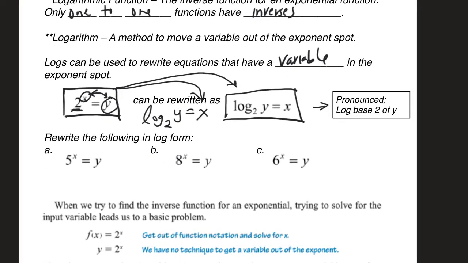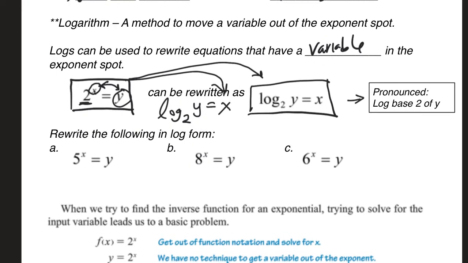If you were asked to rewrite some of these in log form, I'm going to do the first one with you. I'm going to write the word log. The base becomes a small subscript number right next to log. So far this is log base 5. And then I have to interchange the x and the y. So the y becomes big and it's on the left-hand side, and the x becomes big and it's on the right-hand side. These are equivalent statements, just written 2 different ways. One is in exponential form and one is in log form.